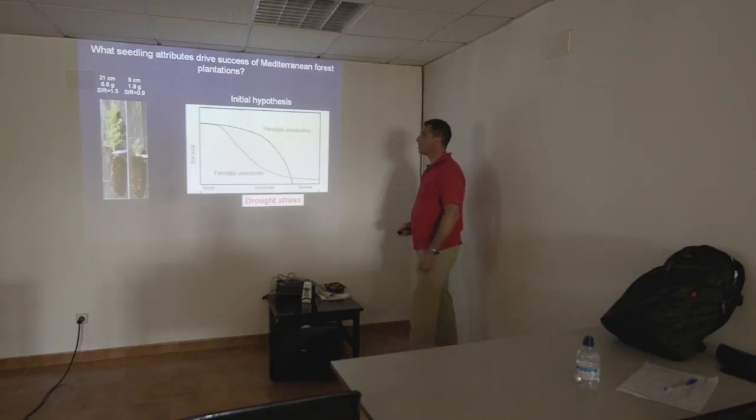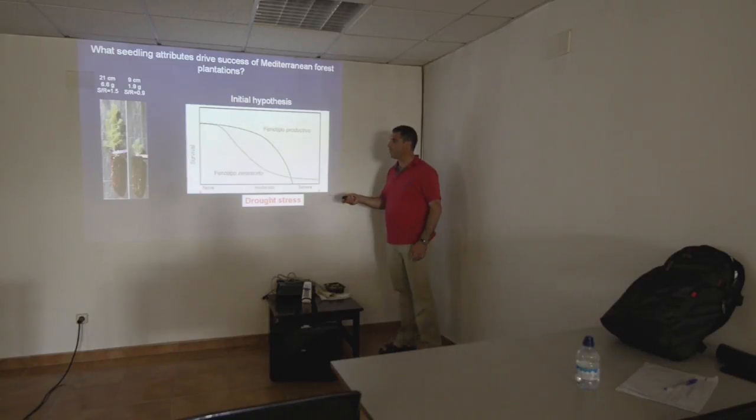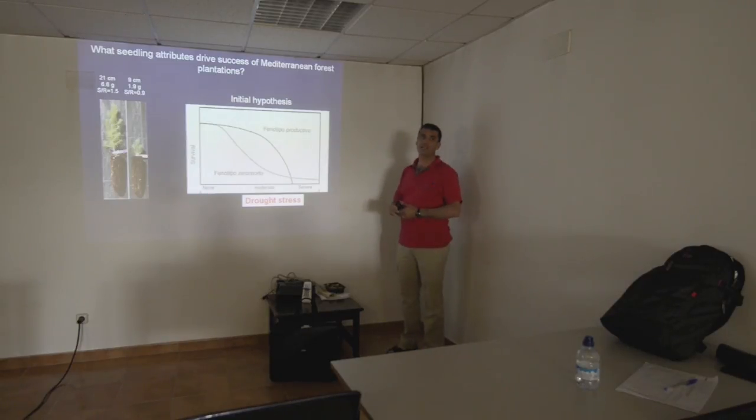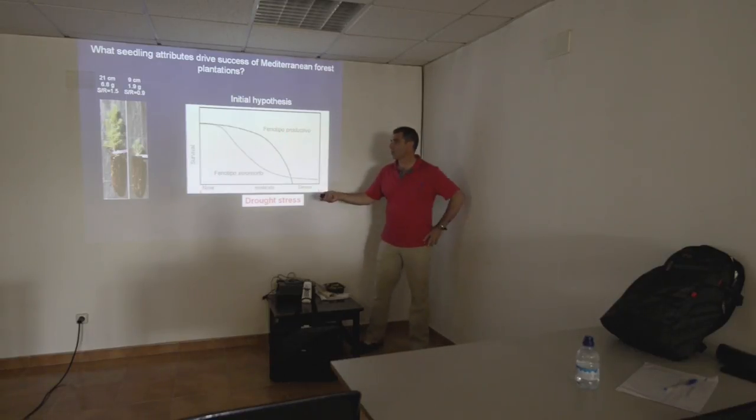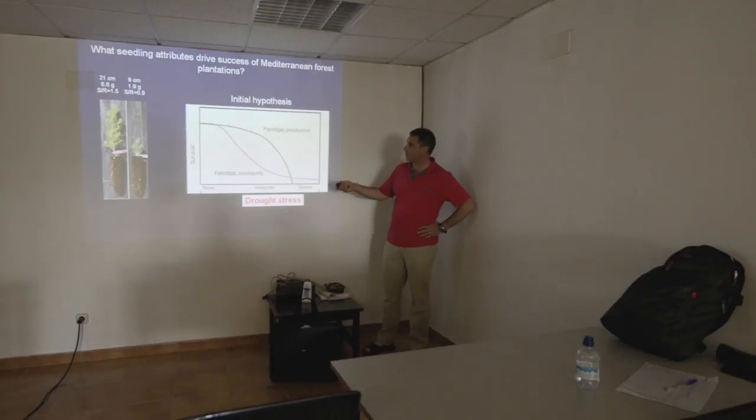So our initial hypothesis is that probably if we had to plant these two kinds of seedlings that we have called, this is the seromorphic phenotype, sorry, it's in Spanish, and this is the productive phenotype, okay? And so what we hypothesized is, what happens if we plant in an increasing gradient of water stress?